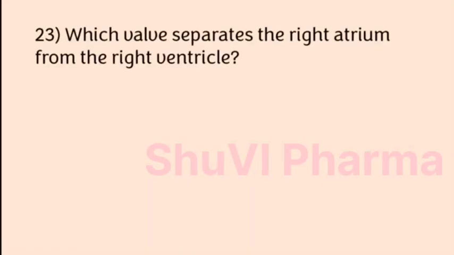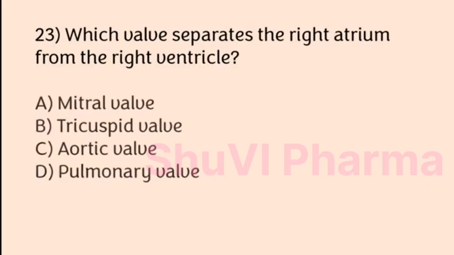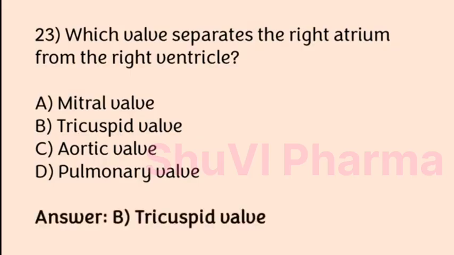Which valve separates the right atrium from the right ventricle? Mitral valve, tricuspid valve, aortic valve, pulmonary valve. The correct answer is option B. Tricuspid valve.